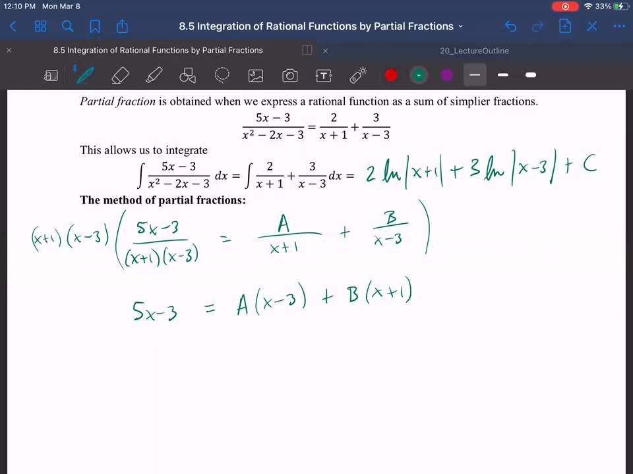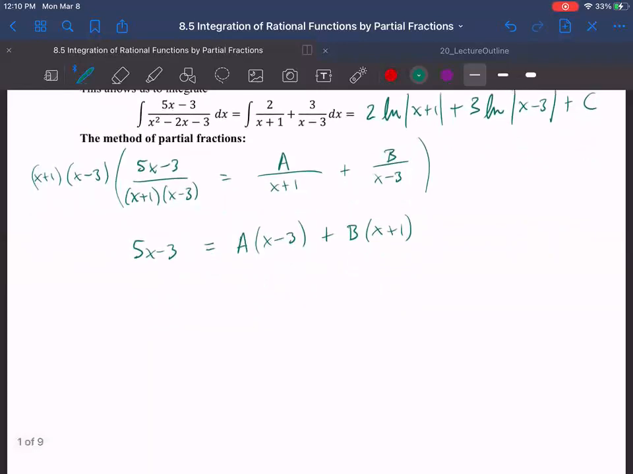Now I need to figure out what these things are. So I'm going to go ahead and distribute. This will be Ax - 3A + Bx + B, just like that. Then I'm going to group. All right, so what did we do first? We multiplied by the denominator. That's DNOM. And then we distributed.